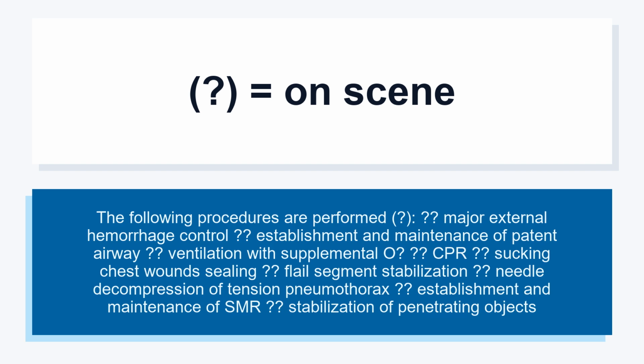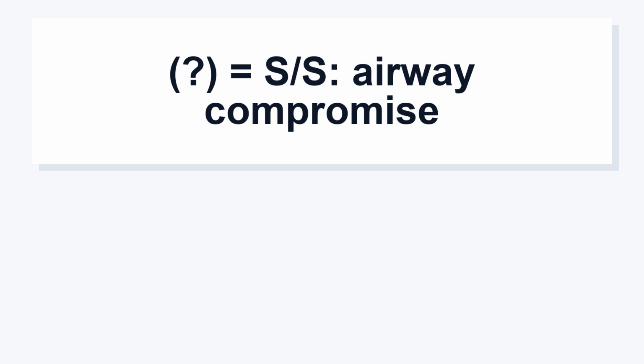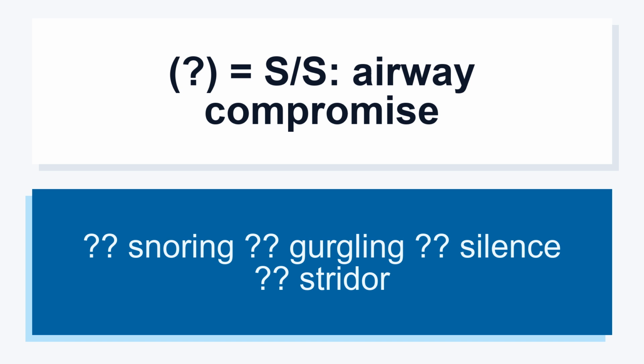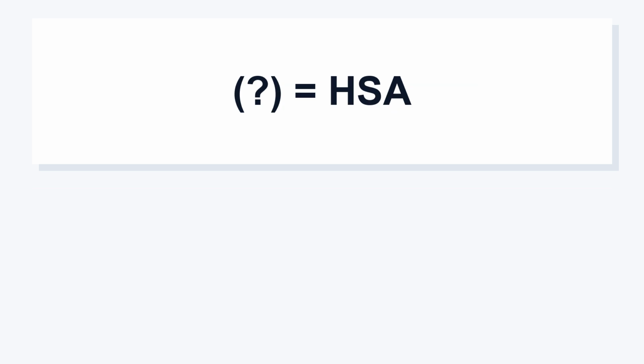The following procedures are performed: major external hemorrhage control, establishment and maintenance of patent airway, ventilation with supplemental O2, CPR, sucking chest wound sealing, flail segment stabilization, needle decompression of tension pneumothorax, establishment and maintenance of SMR, stabilization of penetrating objects, equals S/S airway compromise. Snoring, gurgling, silence, stridor, equals HSA.